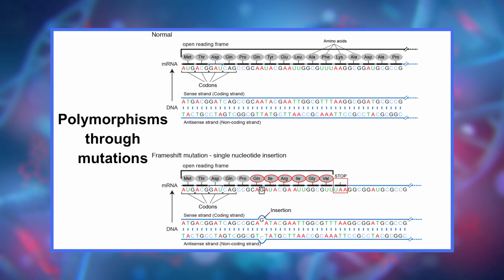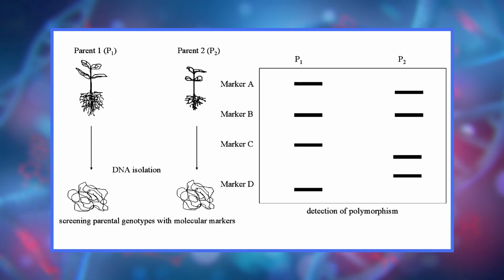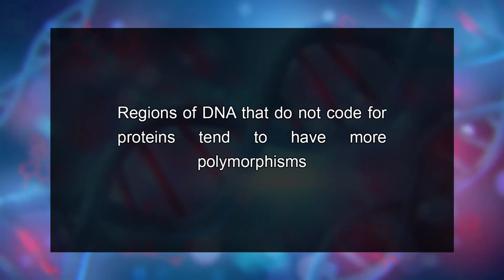The mutation may be due to a change from one type of nucleotide to another, an insertion or deletion, or a rearrangement of nucleotides in the DNA. Once formed, a polymorphism can be inherited like any other DNA sequence, allowing its inheritance to be tracked from parent to child or offspring. Polymorphisms are also found outside of genes, in the vast quantity of DNA that does not code for protein. Indeed, regions of DNA that do not code for proteins tend to have more polymorphisms.